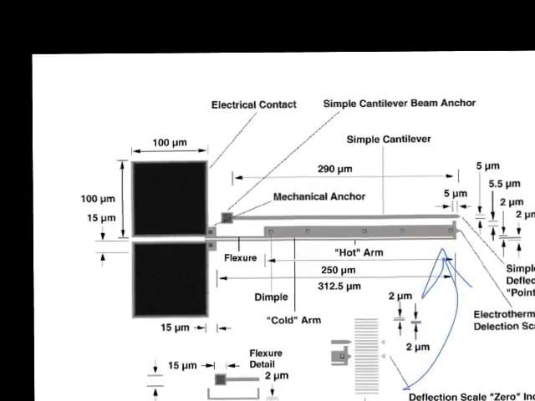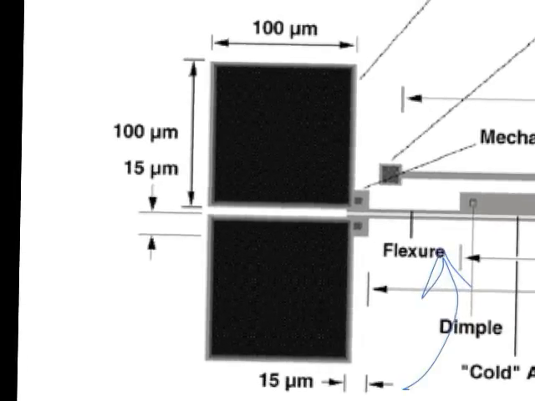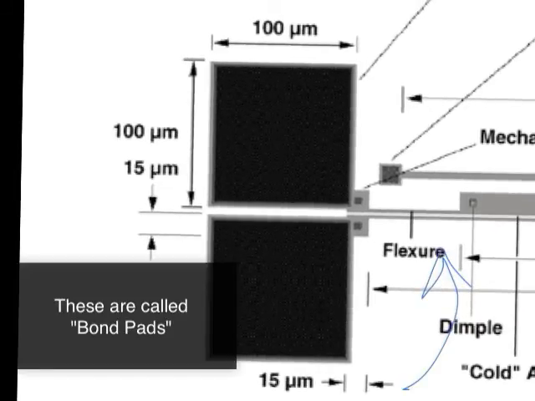All right? And then on the end here are electrical contacts. So electrical contacts are really important. Notice that they're 100 by 100 microns. Why do we make them so big? Because otherwise they're hard to connect wires to. Yeah, we're going to connect a big wire to this thing, okay?